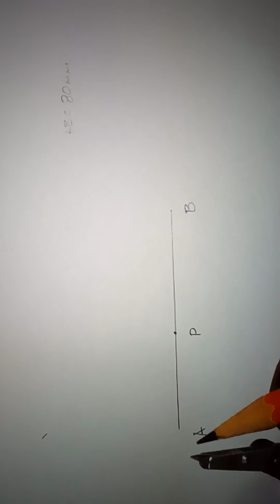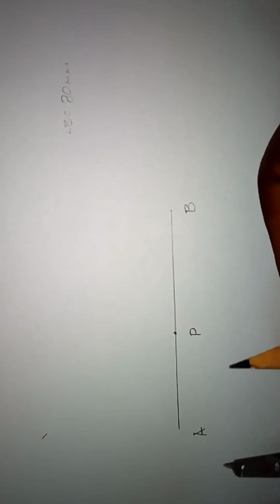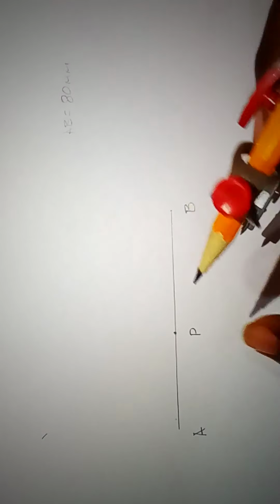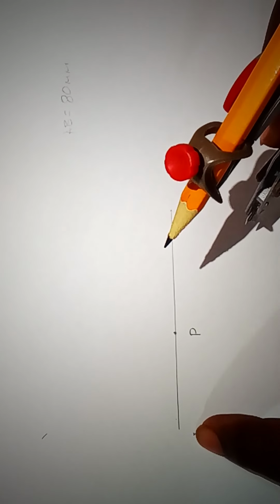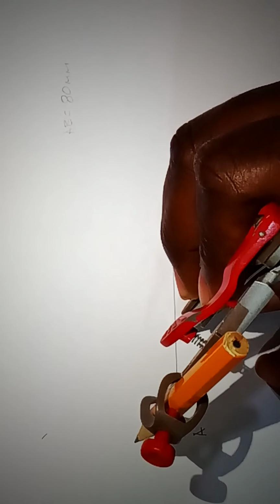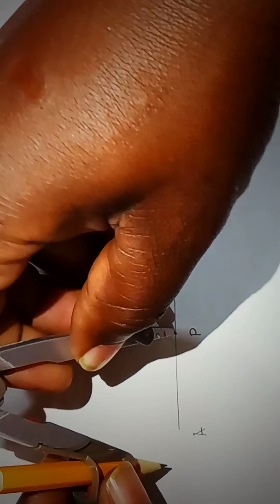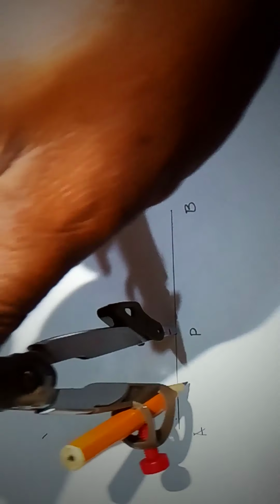Notice I try to have the pencil point and the compass point on the same level, yeah, and I secure my pencil. Then I extend my compass. Now we are going to be using any radius to draw an arc that will cut the line segment AB on either side of P. So I stick my compass point at P and I adjust my compass point to about that radius. Yeah, comfortable.